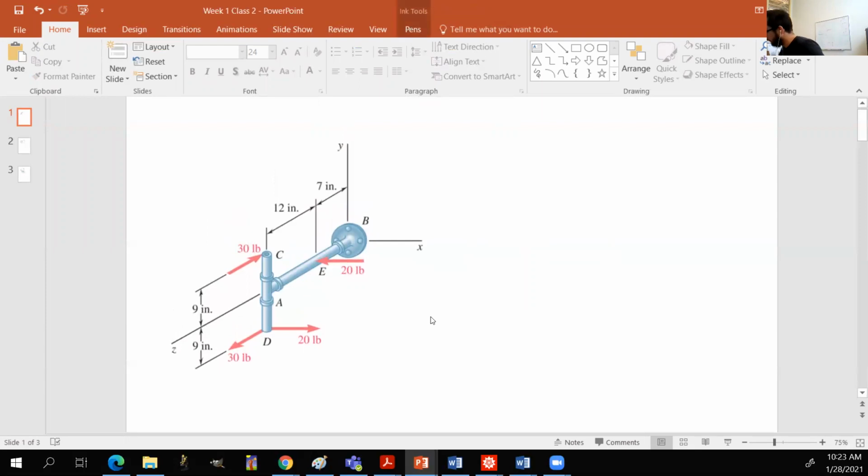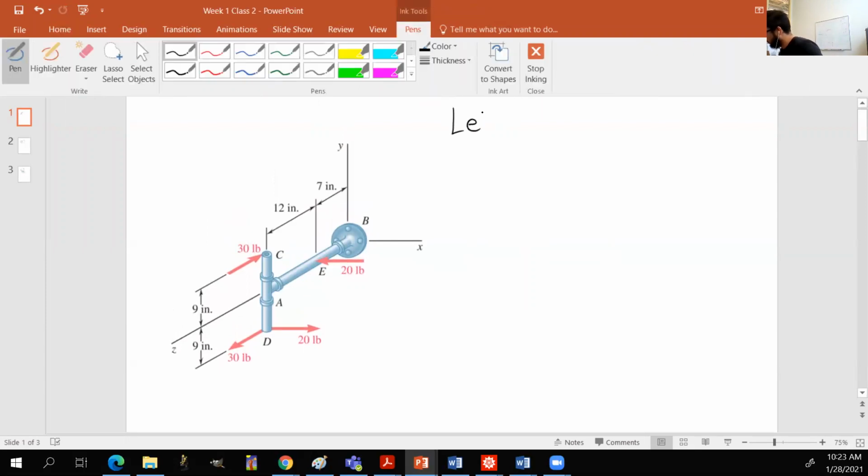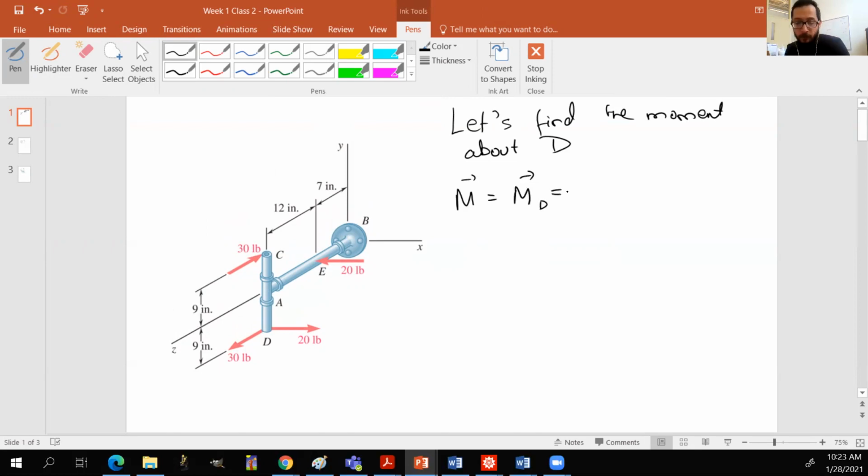So let's find the moment about D, right? To work that out, say moment about point D is equal to, all right, so now you have, let's define our coordinate system first. It's already defined for us, sorry. X, Y, and Z is in this direction, right?